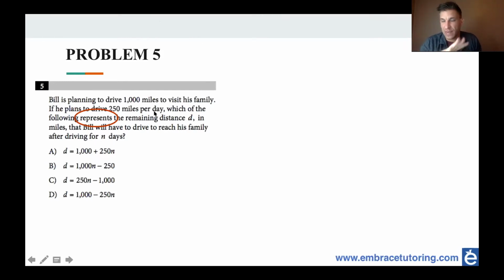Now, because I can immediately tell this is 250 miles per day, and this is N days, you should be aware that these two things are going to be next to each other, right? The 250 will be next to the N. So I can kind of tell it's going to be one of the choices with 250N. It most likely will not be B, essentially, because that's 1,000 miles times days. That wouldn't work, right? Miles times days. So that's one way to break down this problem.